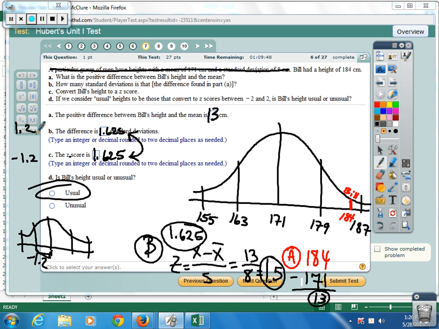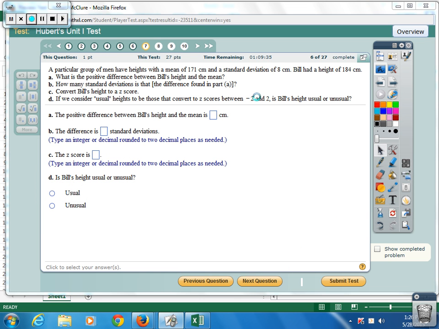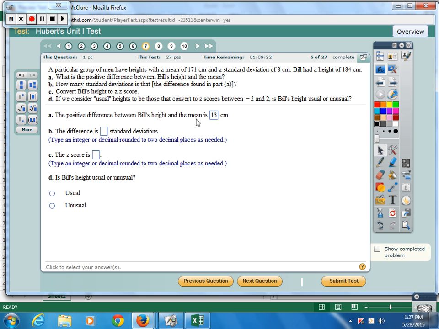That's a test question. We'll see a couple of those on the test. Oh, it is a test question. I'm sorry, I'm used to saying it with homework. All right, put 13 and 1.63. Technically this is positive 1.63, but you can just put 1.63. And he's normal. You can tell that just by looking at the picture. That's why the picture is so important. Next question.